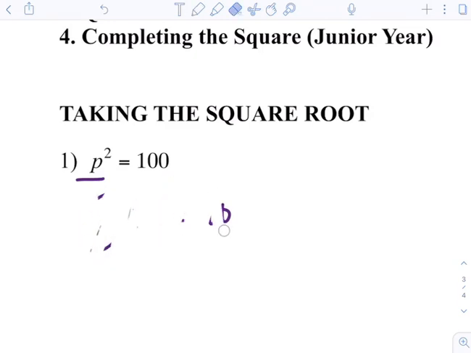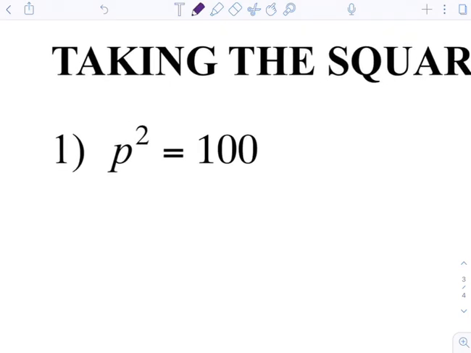When you are solving equations by taking the square root, just make sure that your variable squared is by itself. Don't set it equal to 0. Just make sure your variable squared is by itself. And then we're going to do the opposite of solving radical equations. So instead of squaring both sides to get rid of the square, I'm going to take the square root.